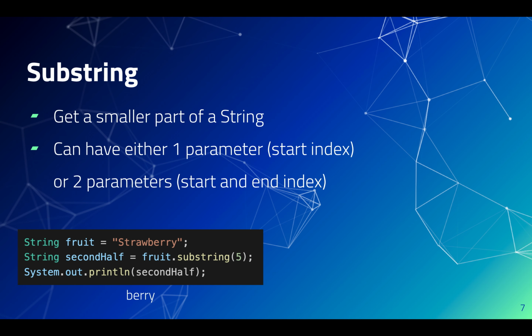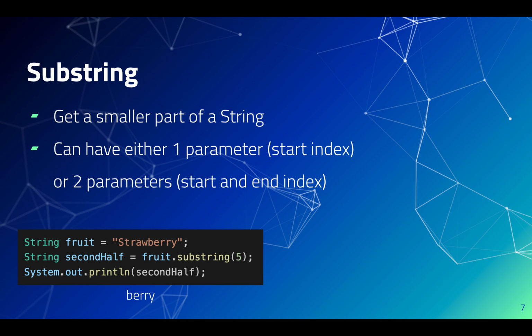In this example, we want to get the second half of the word strawberry, so we start in the middle and we go until the end. We only need one parameter for this, which is a start index. We know strawberry has 10 letters, so the start index will be 5 to get in the middle. When we print our variable second half, we get berry.